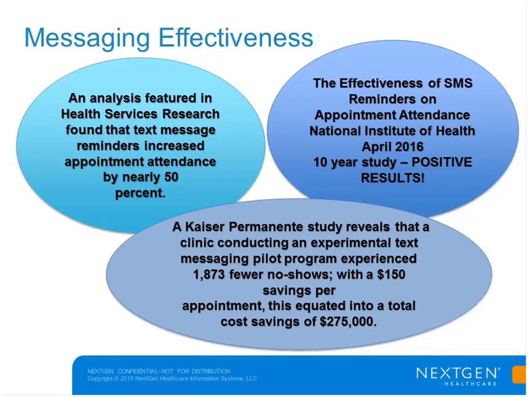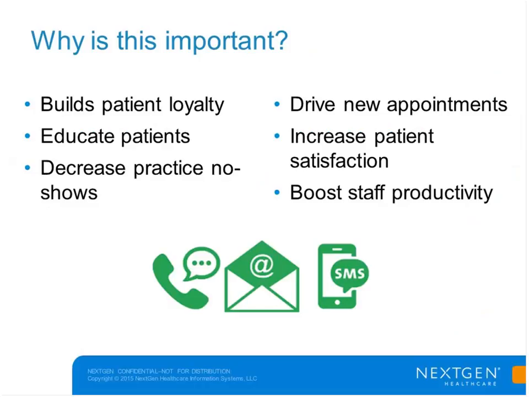For everything we've seen, we can increase appointment attendance by 50%, and that's the health services research, as well as a Kaiser Permanente study that really shows you the ROI or the cost savings. So when we're talking about MACRA and looking at overall operational costs, we want to look at how we can implement certain types of processes and solutions that will have a direct correlation to why. Why do we want to have patients loyal to us?